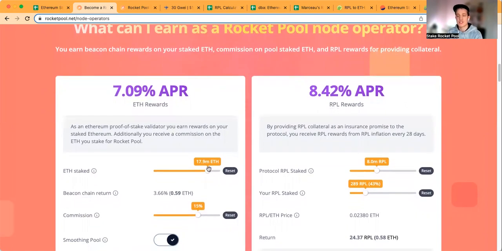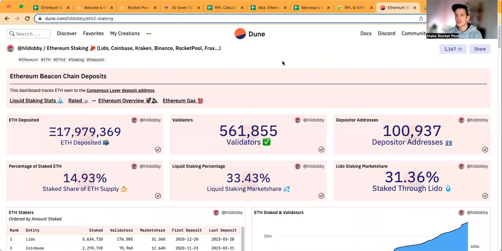I just checked, and there are about 17.9 million ETH staked. How did I figure that out? I went to a Dune Analytics dashboard and found the most recent dashboard. This is by Hildeby, and we can see 17,979,369 ETH have been staked.